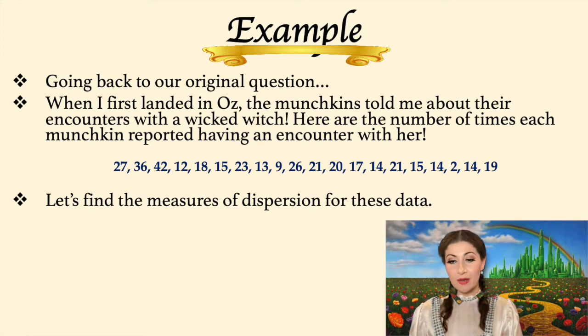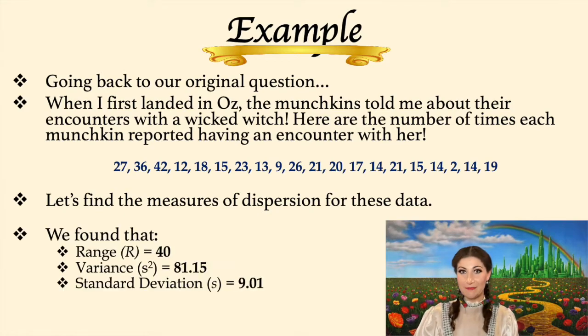So if we go back to our original question, when I first landed in Oz, the Munchkins told me about their encounters with the Wicked Witch. These were the data that we came up with, and our goal was to find the measures of dispersion for these data. We found that the range is equal to 40, variance is equal to 81.15, and standard deviation is equal to 9.01. You may be thinking to yourself, well, gee, what happened to average deviation?